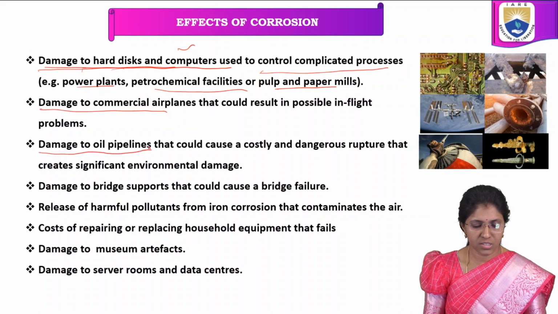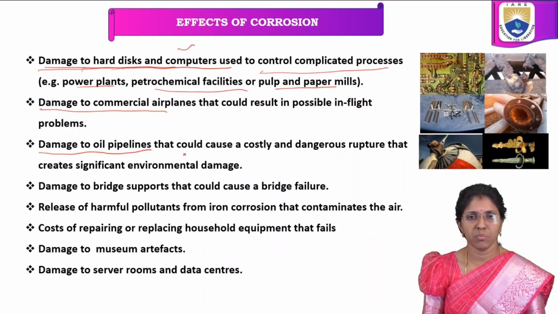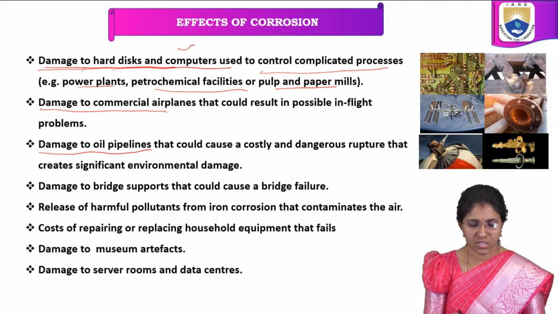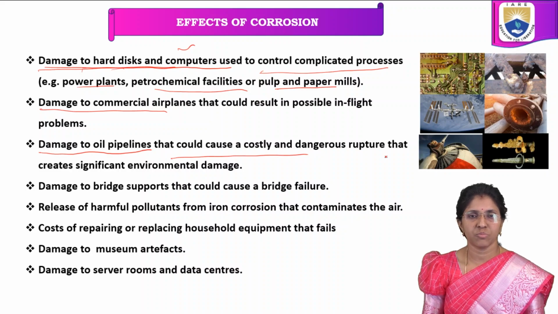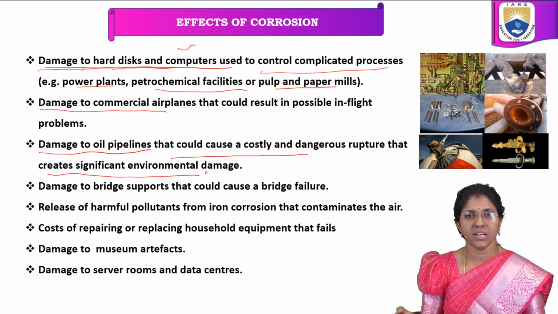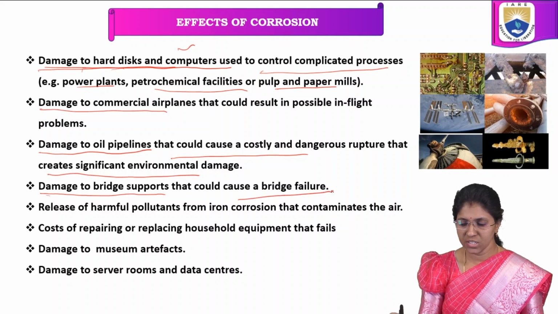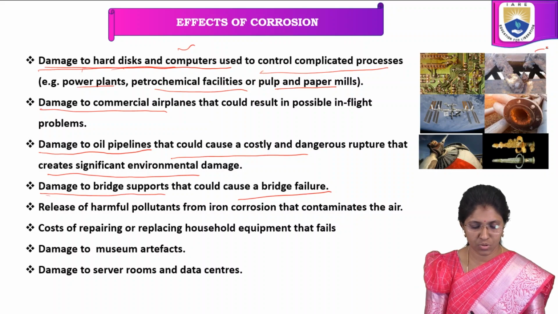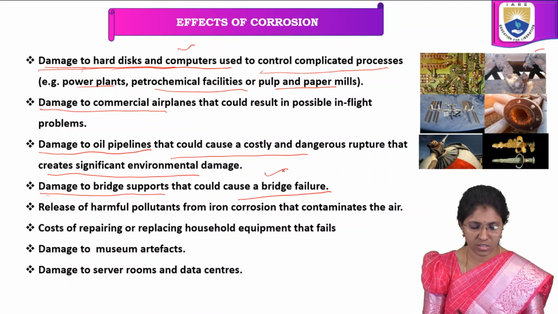Corrosion also damages oil pipelines. These pipelines are also made up of metals. This damage could cause a costly and dangerous rupture that creates significant environmental damage. Damage to bridge supports could cause bridge failure, because of the failure of the supports, the bridge also fails.